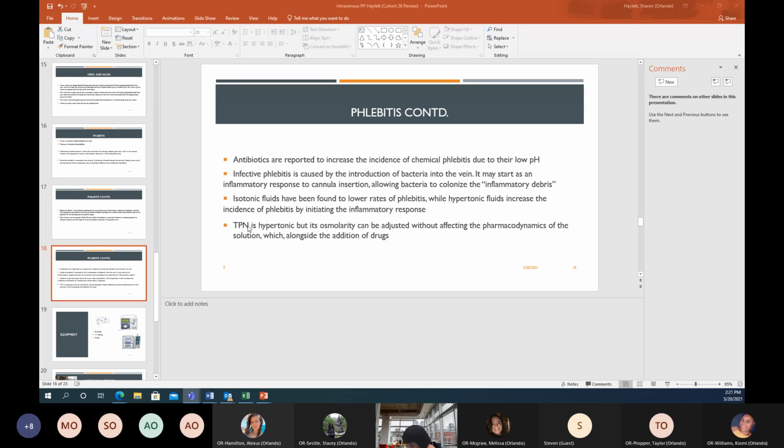But sometimes, when it's given through a peripheral IV, they call it PPN instead of TPN when the patient is getting it.